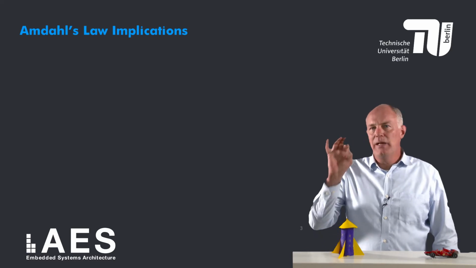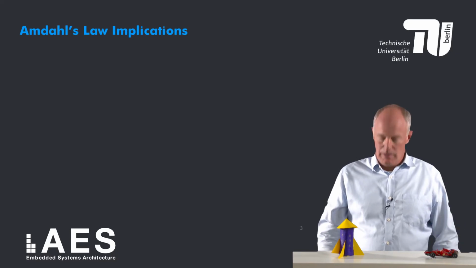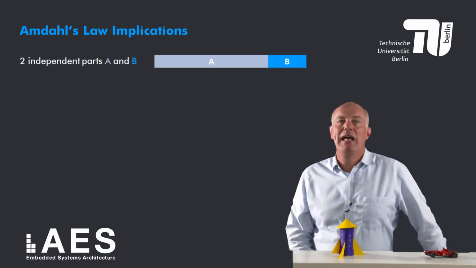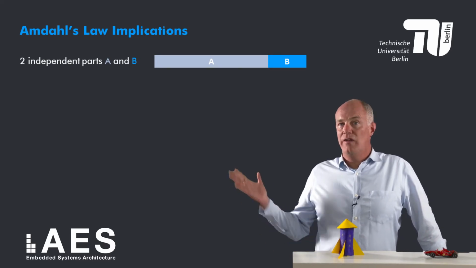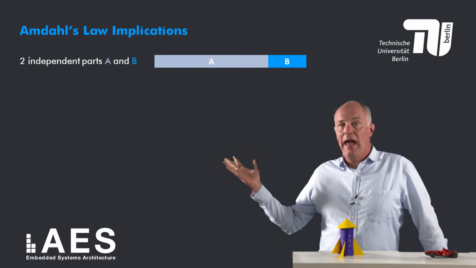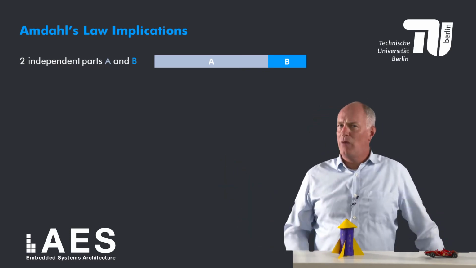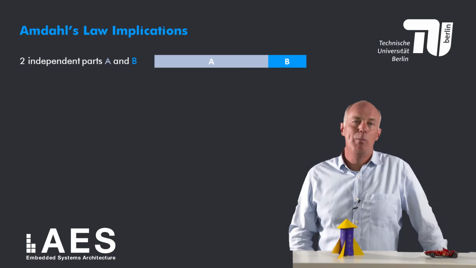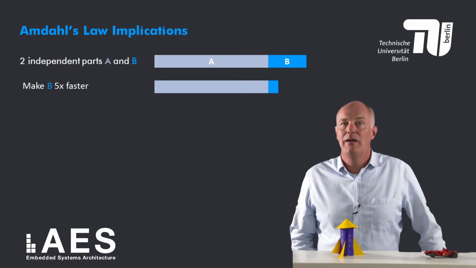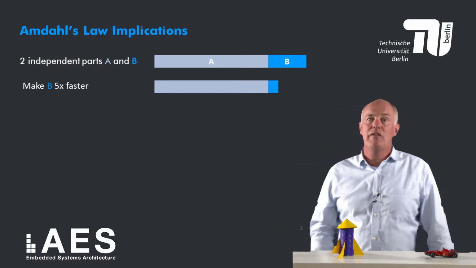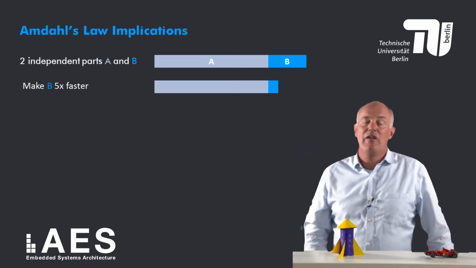Amdahl's law is a simple equation, but it has some important consequences that you should be aware of. To illustrate these implications, let's look at this figure representing the execution time of an application consisting of two independent parts, A and B, since we found no better names, where the red part A takes about 4 times as much time as the blue part B. Now we make the blue part B 5 times faster. Then the execution time will look like this. The blue part B has become very small, but the biggest red part is still there.